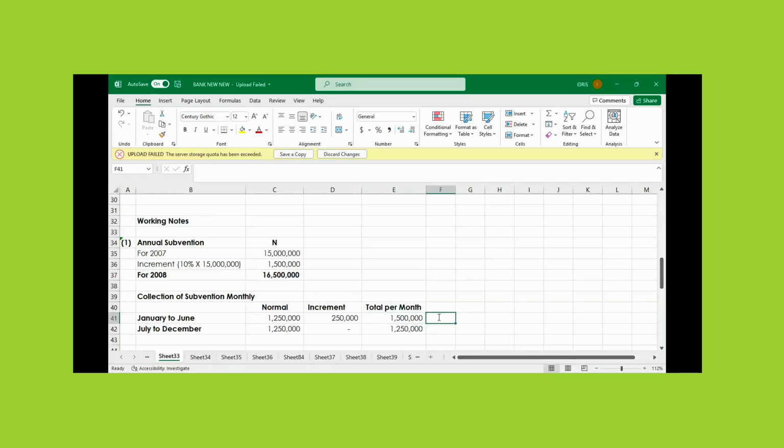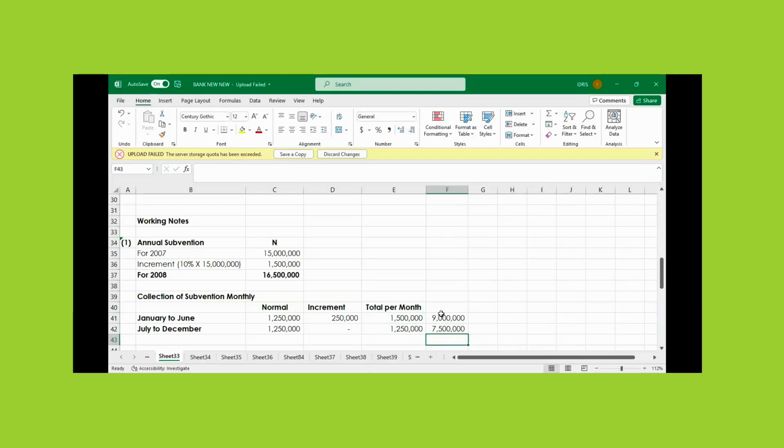Let me just do something. If you multiply 1.5 by 6, and this one too by 6, how much are you going to get in total? 16.5. That is the amount they will receive in total for 2008. Do we understand that? Yes.